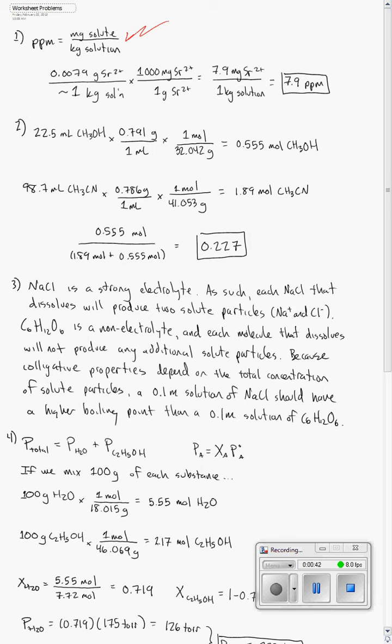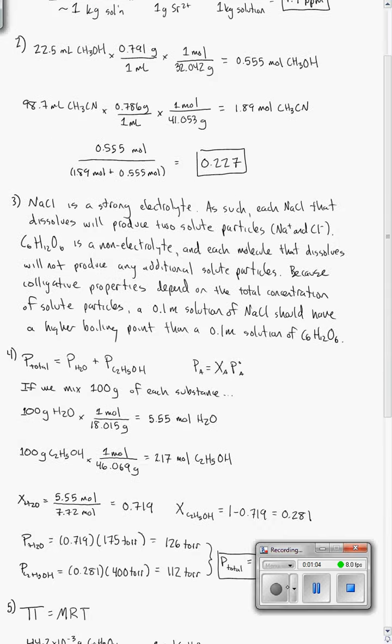So all we need to do is convert our grams of strontium to milligrams to solve this problem. There are 1,000 milligrams in a gram, so if we take our grams of strontium 2+ and multiply it by 1,000, our grams will cancel out, and we'll be left with 7.9 milligrams of strontium 2+ per kilogram of solution. Same thing as saying we've got 7.9 ppm.